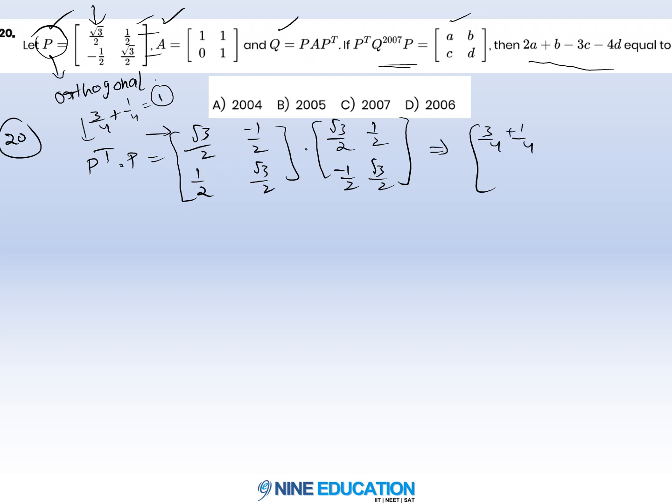plus 1 by 4. Next here, root 3 by 2 into 1 by 2 plus minus 1 by 2 into root 3 by 2 will be 0. Next here, 1 by 2 into root 3 by 2, plus root 3 by 2 into minus 1 by 2. Again it will be 0.